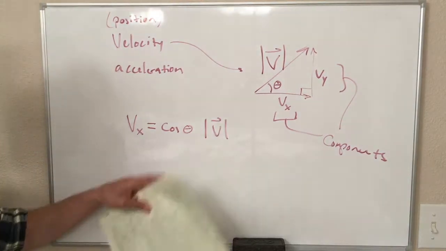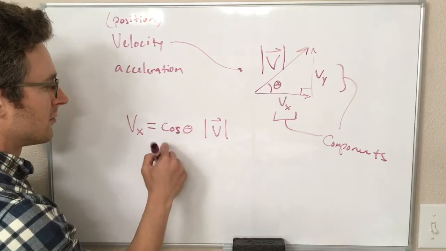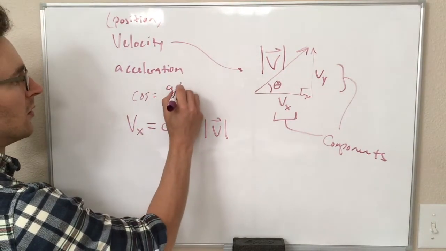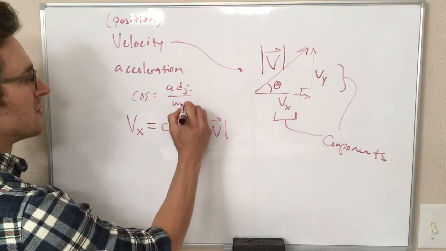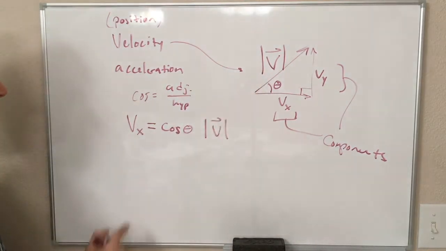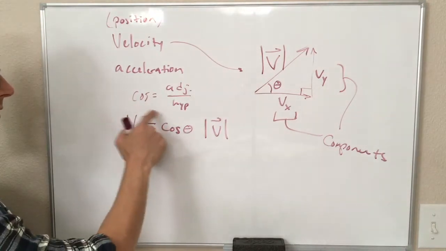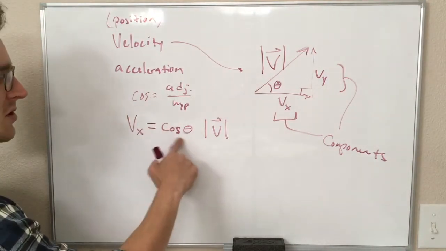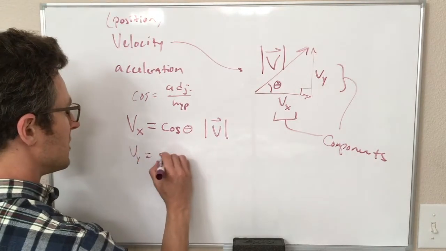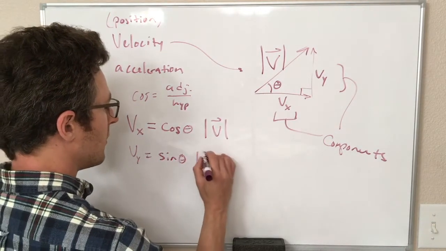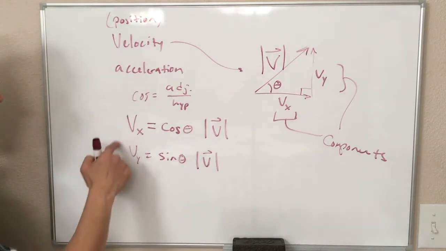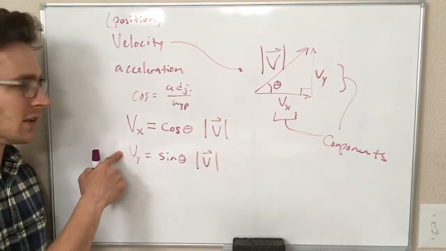You can show that this is true from our definition of cosine. Cosine of an angle is equal to adjacent over hypotenuse. Adjacent is Vx, hypotenuse is V, and if we solve for the adjacent side, we get cosine times hypotenuse. Vy is equal to sine theta times the magnitude of V. And I should say, these are not necessarily equations that you should blindly use.